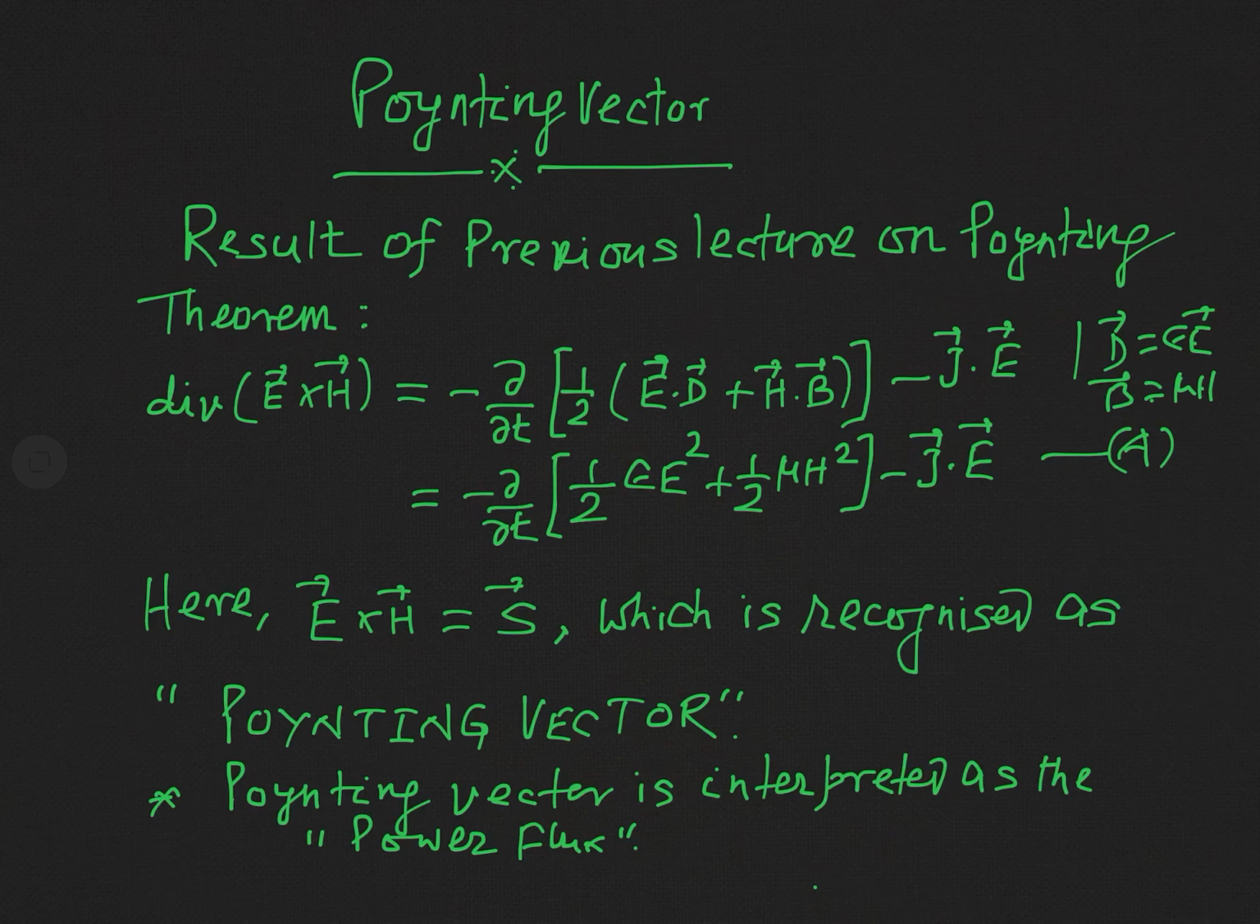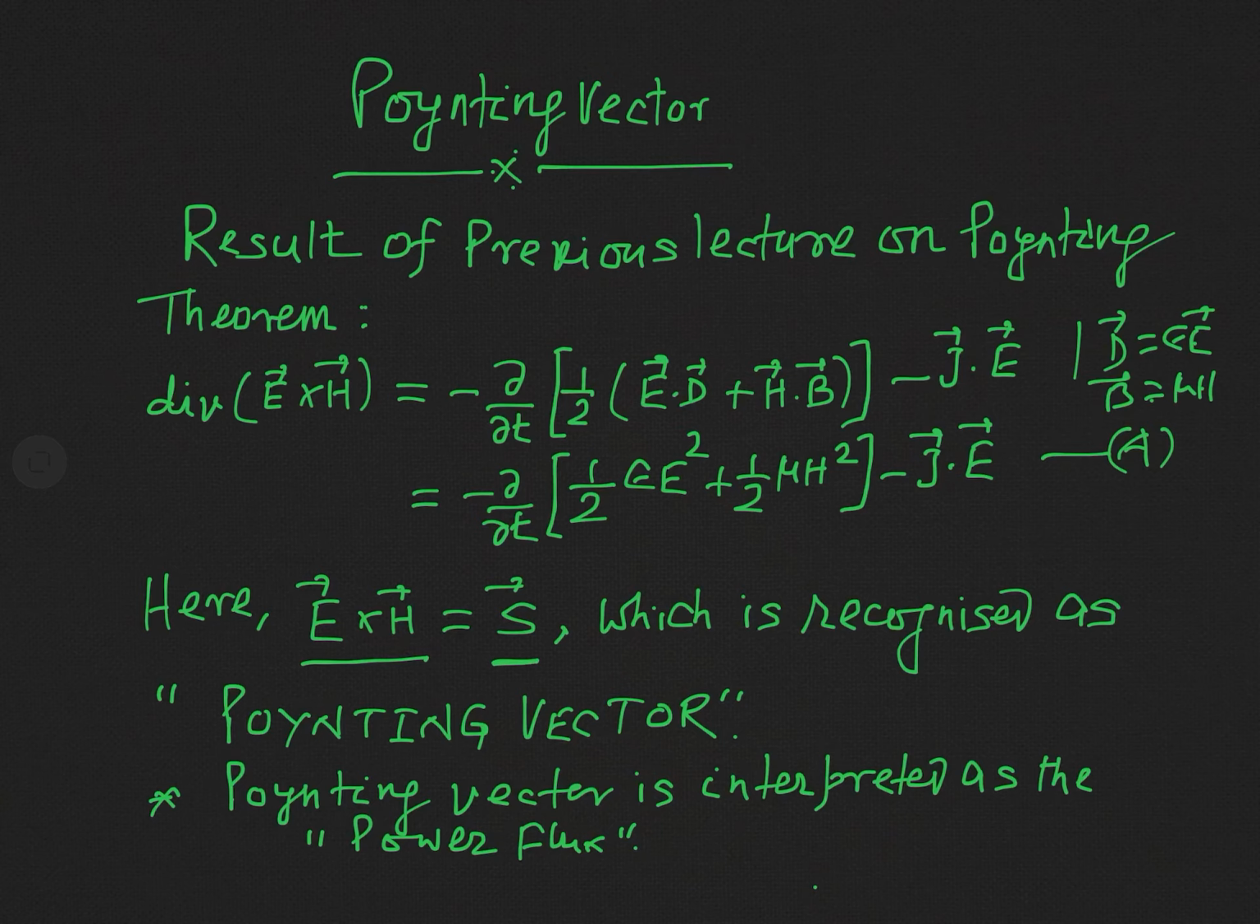Actually, this half epsilon E square is the energy density of the electric field, and this is the energy density of the magnetic field. In this expression, the quantity E cross H was recognized as the Poynting vector, and it was denoted by S. We have seen this in the previous lecture. The purpose of this lecture is to know the different properties and important significances of this vector S, which is called Poynting vector.